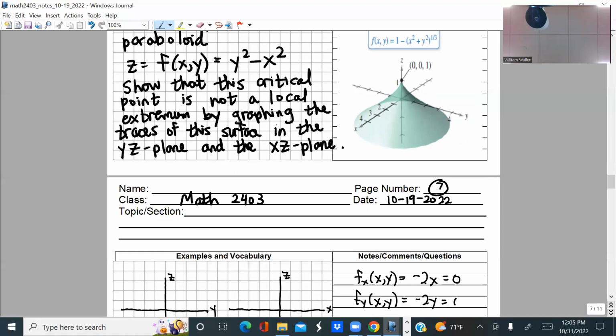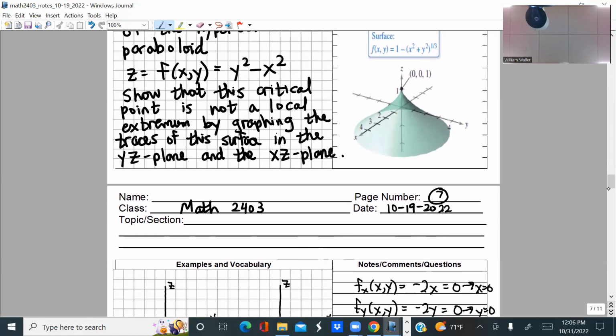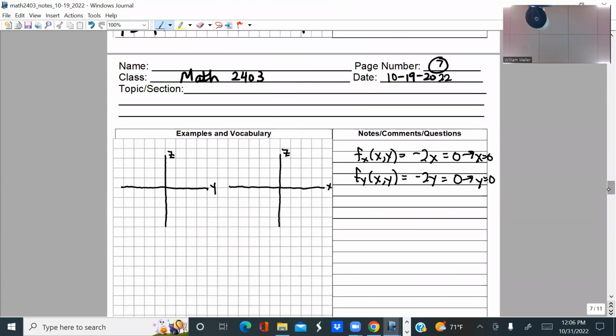So set these to 0 and solve those two simple equations. Minus 2x equals 0, minus 2y equals 0. Solve those two simple equations simultaneously. I think you know already what the simultaneous solution is going to be, right? What do x and y have to be? 0, right? So we have 0, 0 as a critical point again. This means x has to be 0 from the first equation, and the second equation means y has to be 0. So the critical point's easy to recognize.